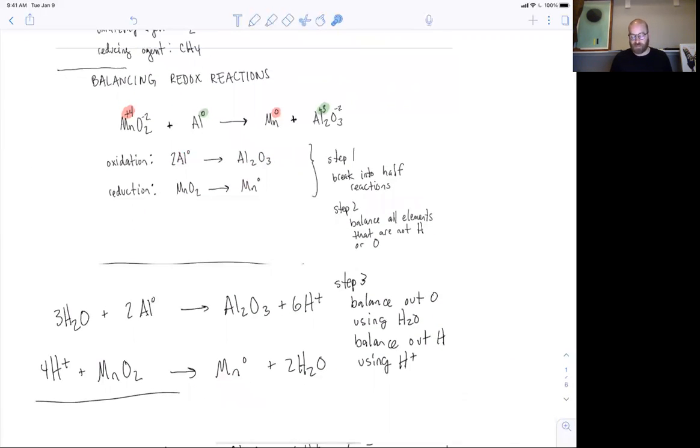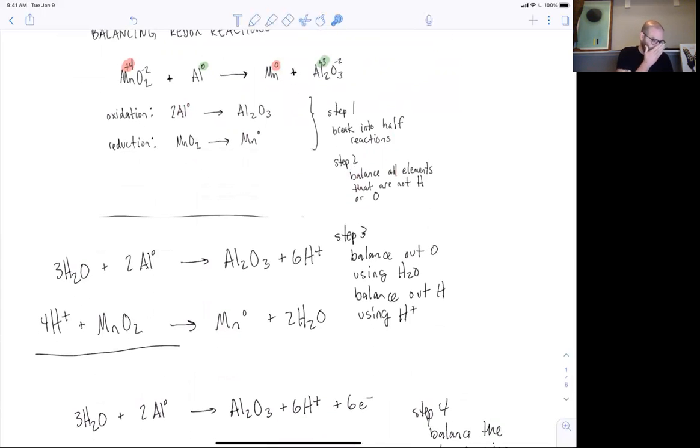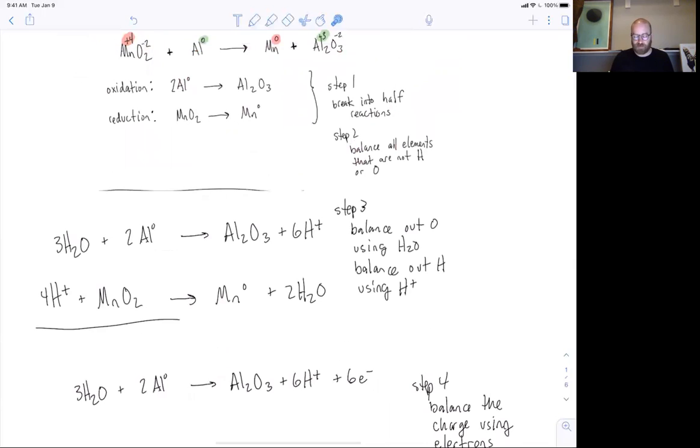So break into half reactions, balance all the elements that are not hydrogen or oxygen. That means add a coefficient, and usually it's a 2 or something. A lot of times you don't even have to do that. For redox, it's just a matter of practicing going through the steps 5 or 6 times, and then you kind of get it. Don't do it when you're tired, because then you get a bunch of weird carryover mistakes and get really frustrated.